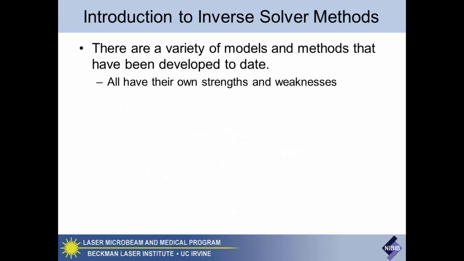So there are a variety of models and methods that have been developed to date. Again, was brought up the delta P1 model, standard diffusion, Monte Carlo, and again, they all have their own respective strengths and weaknesses, though apparently delta P1 has no weakness. But typically you can describe this in terms of computational burden versus accuracy. So things that will be much more computationally intensive tend to have more accurate results, but again, will take a long time for it to actually come up with an inverse solution.